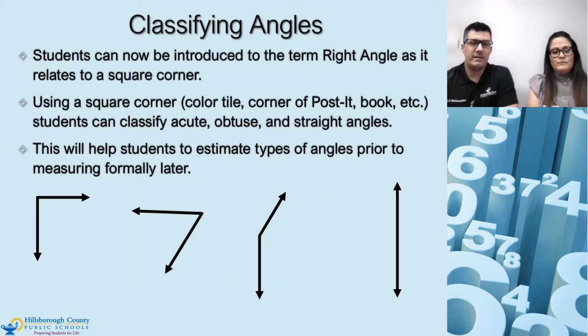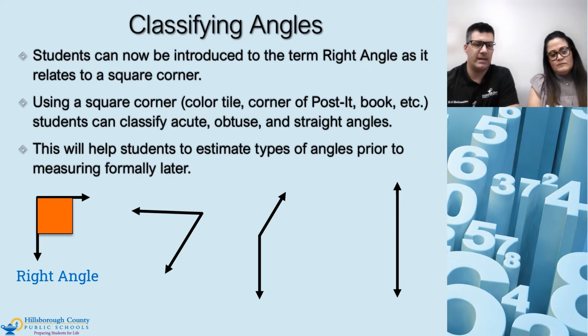We can return now to the idea of classifying angles. So if students worked a lot with that square corner, we can now define that as a right angle. Using a square corner, it could be a color tile, a Post-it note, a book, a piece of paper, anything that they know has a right angle. We can now identify acute, obtuse, and straight angles. So I can take my color tile, put it right over this angle, and realize like, oh yes, this is exactly that square corner, so that's a right angle. Putting my color tile in this angle, I see the angle is smaller than the right angle. It's kind of hidden behind the right angle, so I know that that is an acute angle.